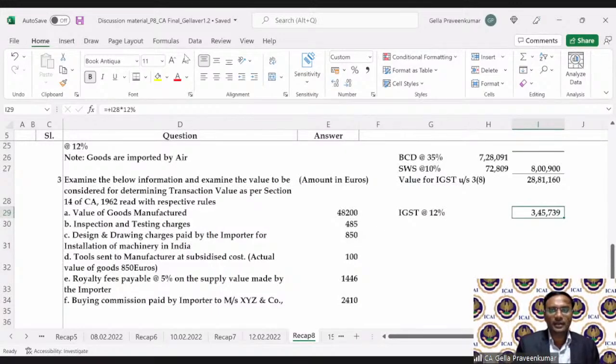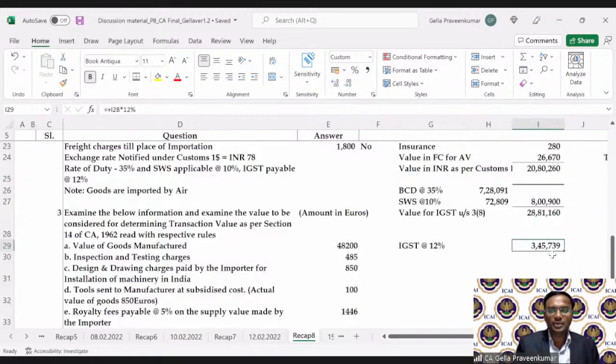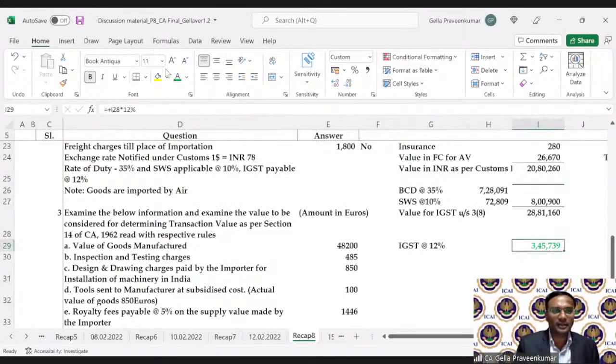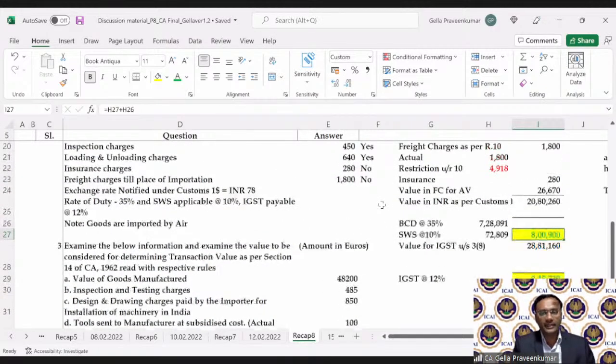So, my total customs duty and IGST payable, I'll just put a color coding so that at a later point you can cross check on this. My basic customs duty and social welfare surcharge 800,900. Now, examination 5 marks is the weightage for this particular calculation.